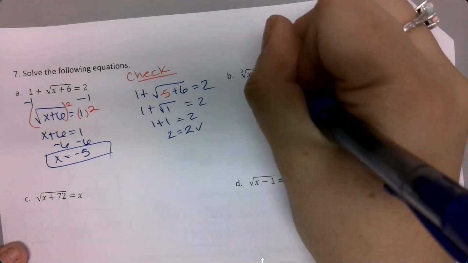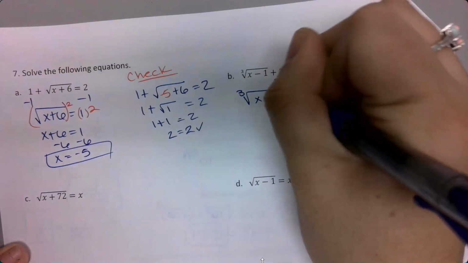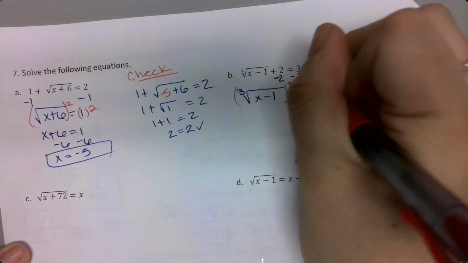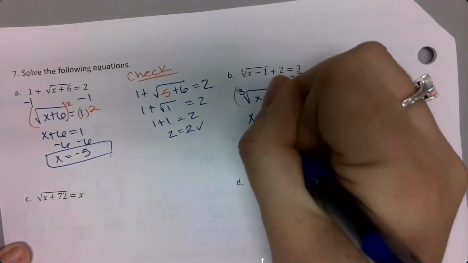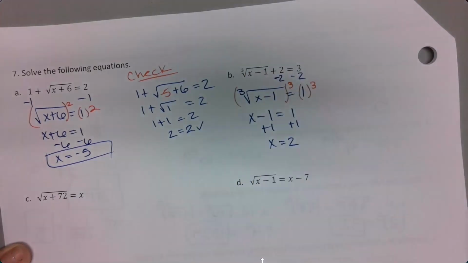Same thing over here. I'm going to start off by subtracting 2. I have the cube root of x minus 1 equals 1. Let's get rid of my cube root. I cube both sides. I have x minus 1 equals 1. Add 1 to both sides. X equals 2. I want to check my answer.